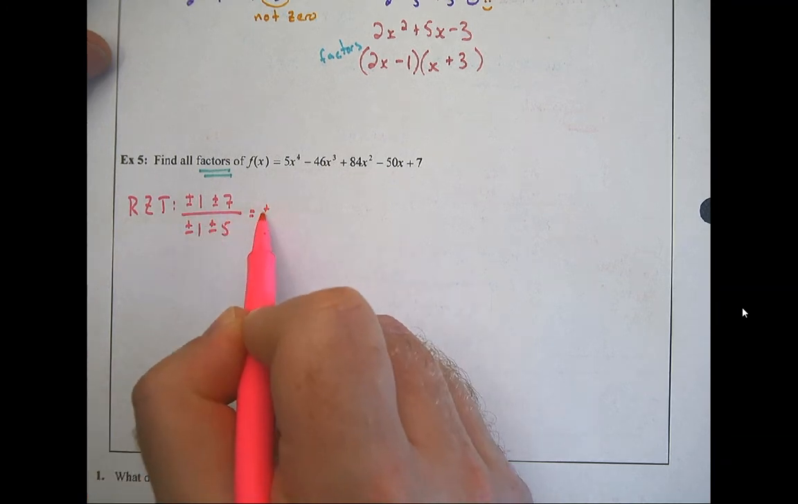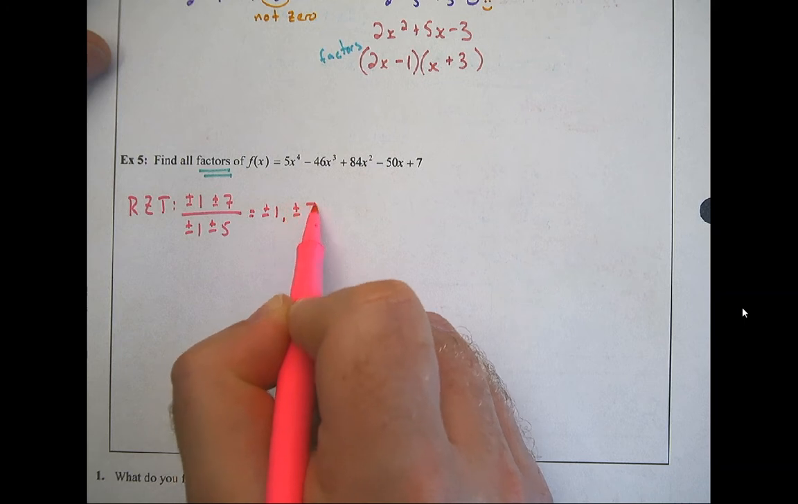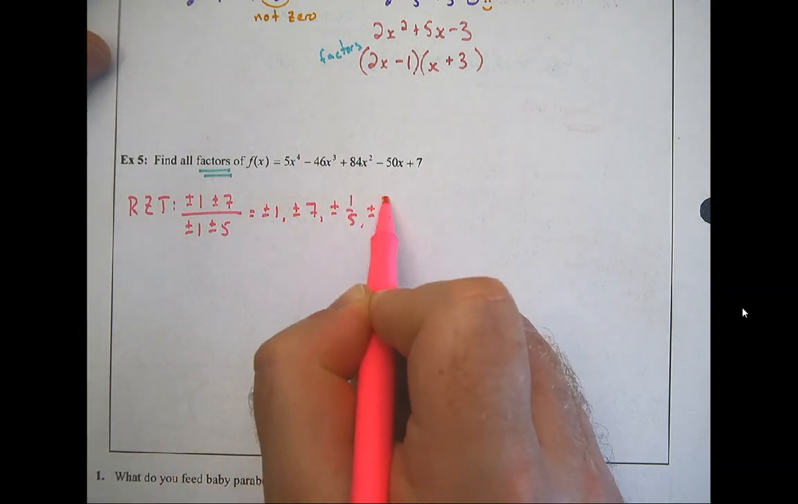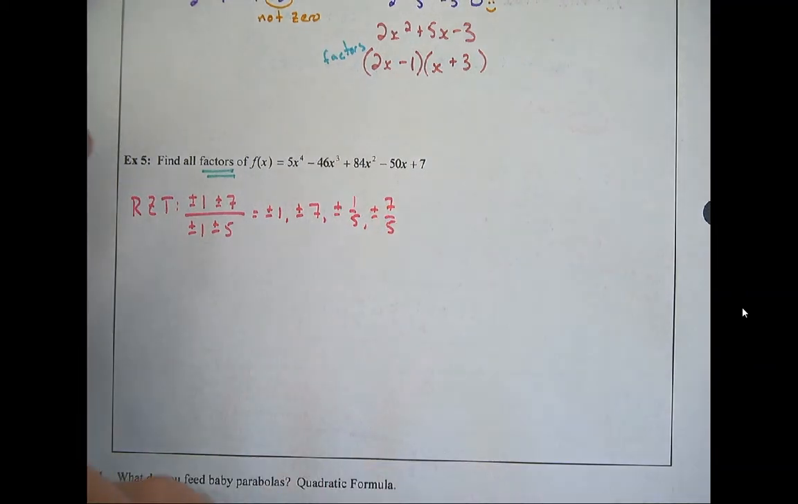1 over 1 is 1. 7 over 1 is 7. 1 over 5 is 1/5. 7 over 5 is 7/5. All right, start guessing and checking. Let's see, I'm going to guess 1 first.